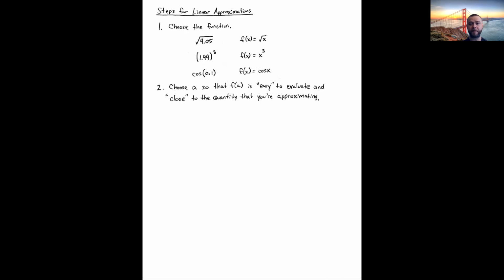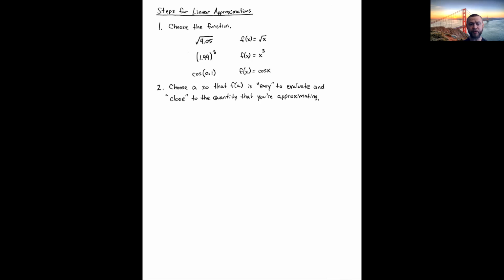Now, once you have your function, you need an a value to do the approximation at. This would be the point at which you're finding the equation of the tangent line. Now, it's the point at which we're basing the linear approximation. All right, so the second step is we're going to choose a so that f of a is easy to evaluate and is also close to the quantity that you're approximating. I don't have a way to properly define what easy or close mean in this second step, but there might be some basic idea you have for understanding that if we take a look at the examples above.